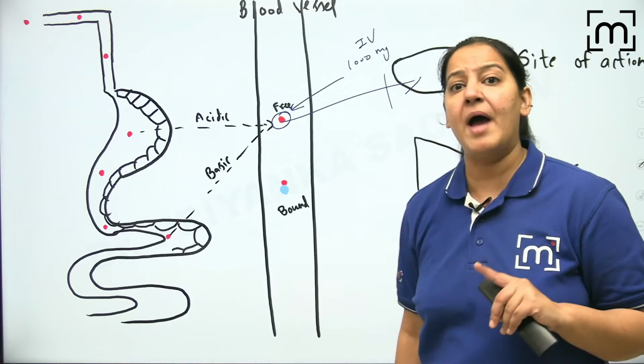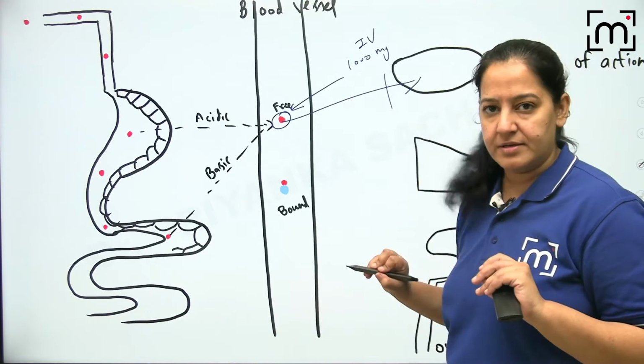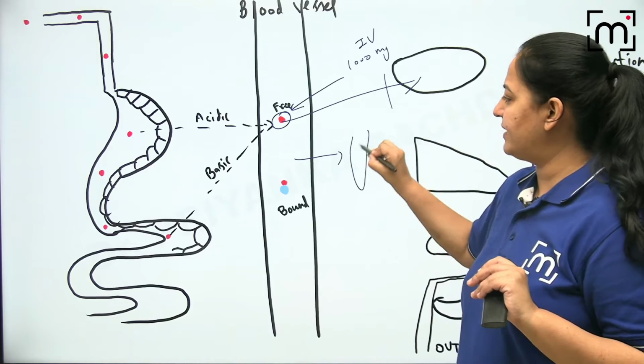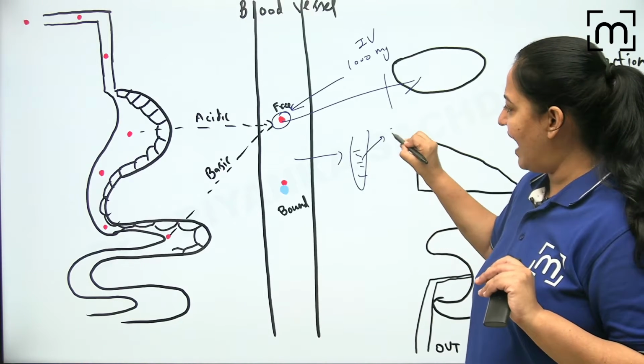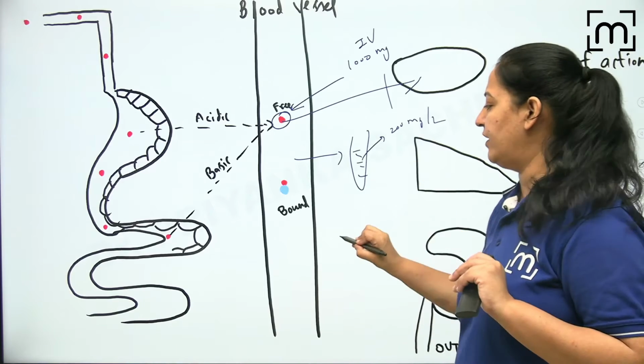IV, how much milligram? I am giving IV 1000 milligram of the drug. So all the 1000 milligram is going in the blood, right? After that I am taking a test tube and taking the blood sample. If the blood sample has 200 milligram per liter, what does it mean? Let's do the calculation.